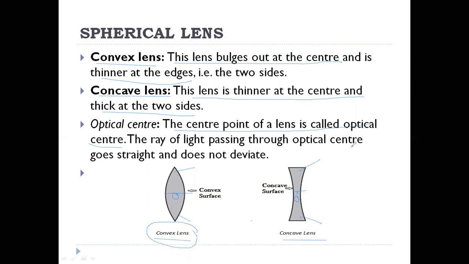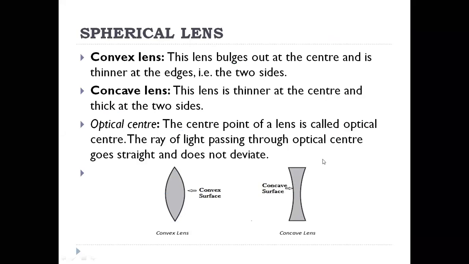The ray of light passing through the optical center goes straight and does not deviate. So this is the rule: when light passes through the optical center, it goes straight and does not deviate, because the normal lies on the optical center. This is the direction of the normal, and the normal is the perpendicular on the optical center. So the light which passes through the optical center does not deviate. So these are the basic concepts of the lenses according to the figure.